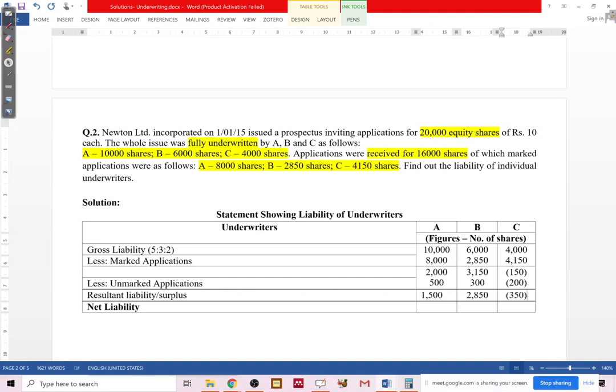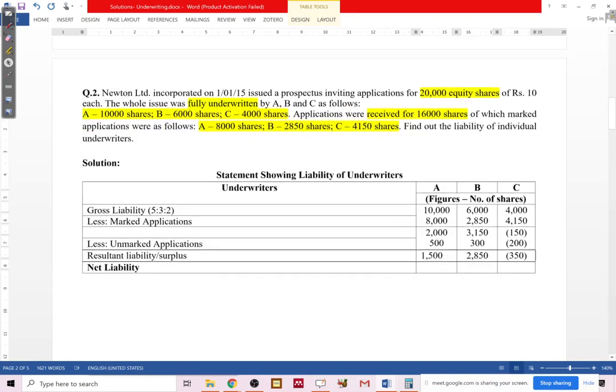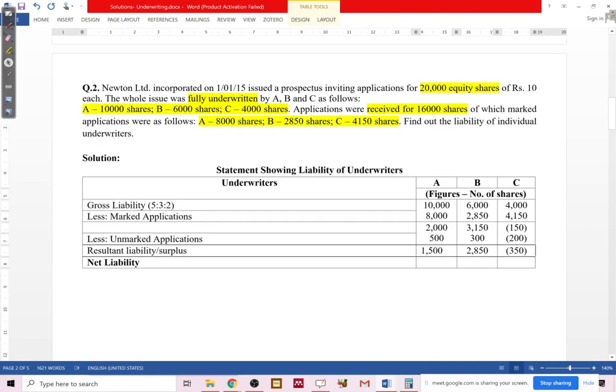200 plus 150 we do, but we still show it as a negative sign, because it's minus and minus, both are minus, so the sign will be negative. Now, whenever we get a surplus, that means whenever one underwriter has a negative figure, which means he has sold quite many from what he had agreed upon, his surplus needs to be redistributed to the other people.